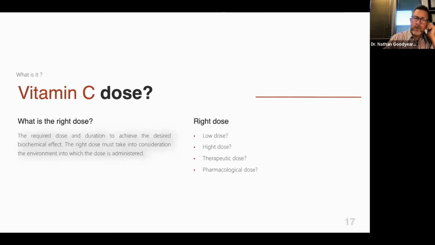So why is vitamin C important? Well, I hope that I've been able to tell you that it kills cancer cells, but that can only happen with the right dose. The right dose is going to be different for each person. It's not necessarily going to be a word or a phrase, low dose, high dose, therapeutic dose, or pharmacological dose. The right dose is the dose that elicits the effect that we're after, which here is to kill cancer cells.